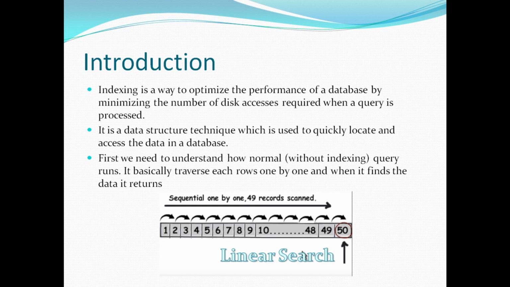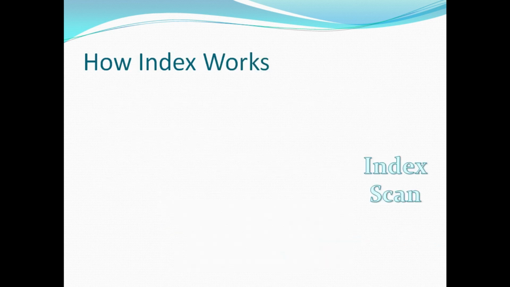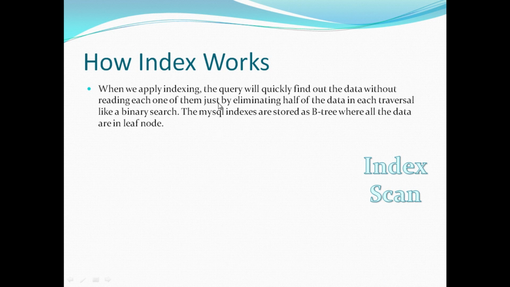This is called a linear search, and the searching or scanning is said to be a table scan. This is not a good approach when you have a large amount of data. So now if we create an index on that column, then how does it work? When we apply indexing, the query will quickly find the data without reading each one of them, just by eliminating half of the data in each traverse, like a binary search.